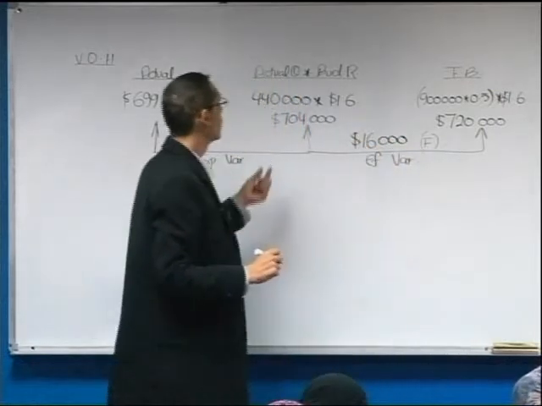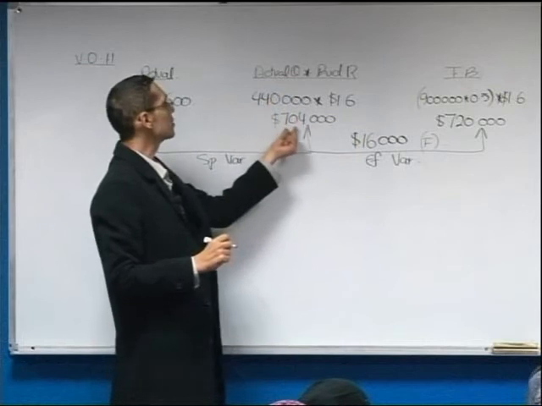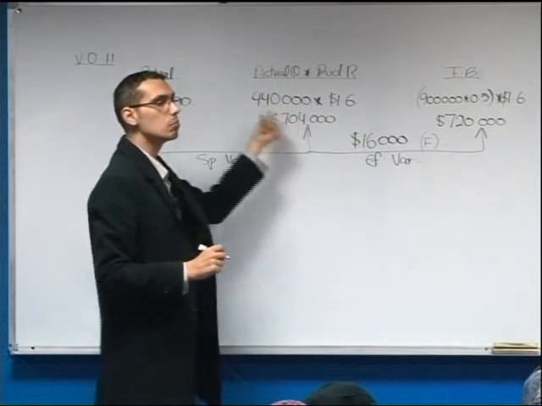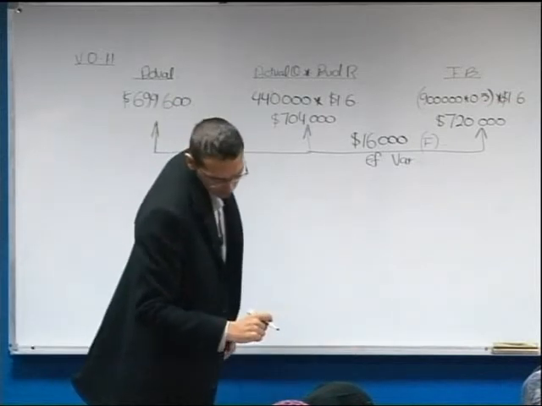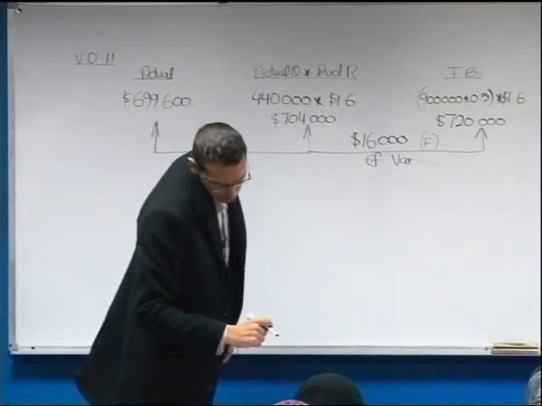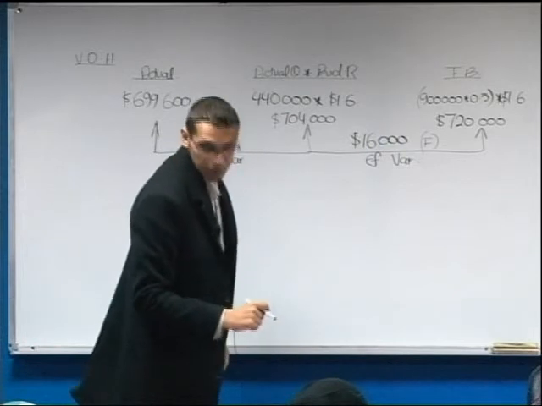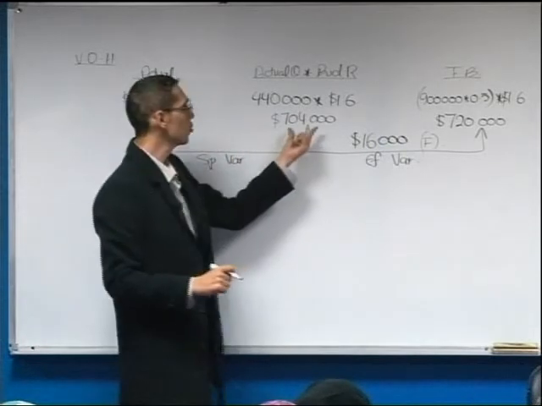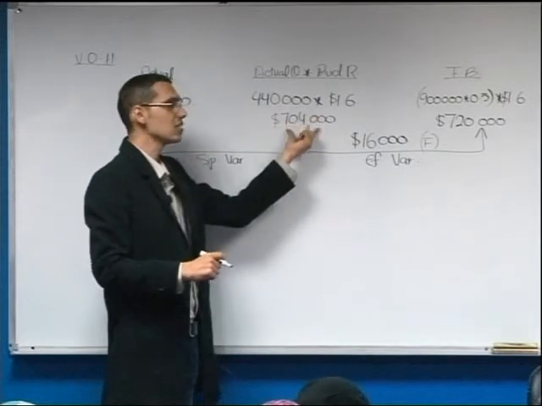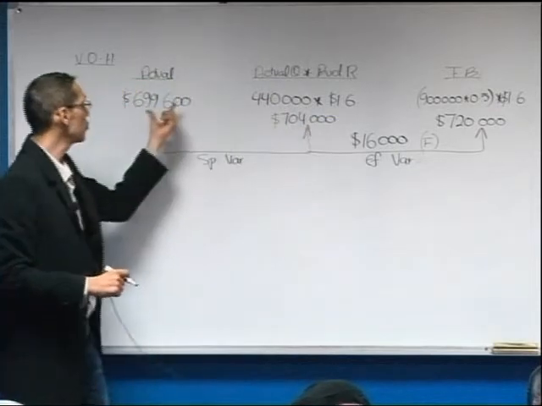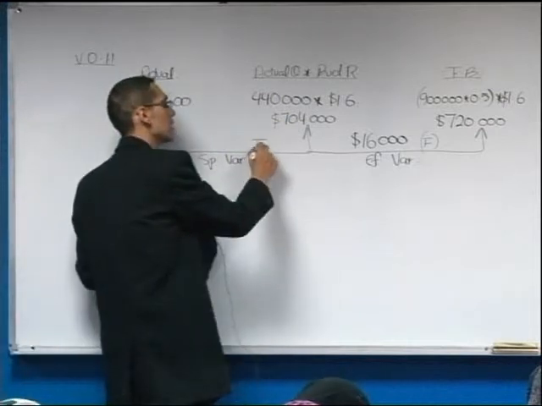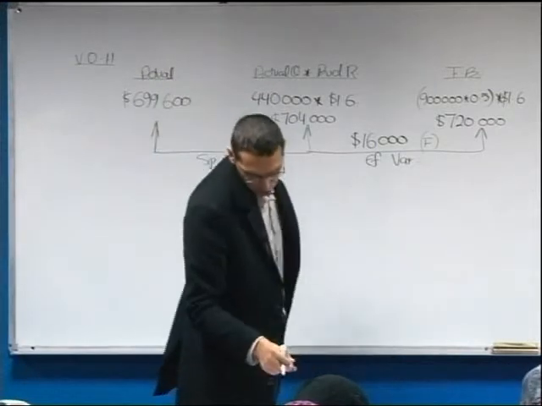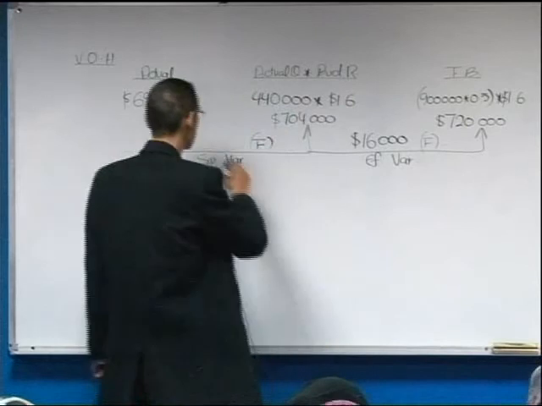And then we should have incurred 704,000, but we actually incurred 699, which is less. Therefore, it would be favorable. We should have incurred 704, but we incurred less than the 704. Therefore, this is a favorable variance, and the amount would be 4,400.